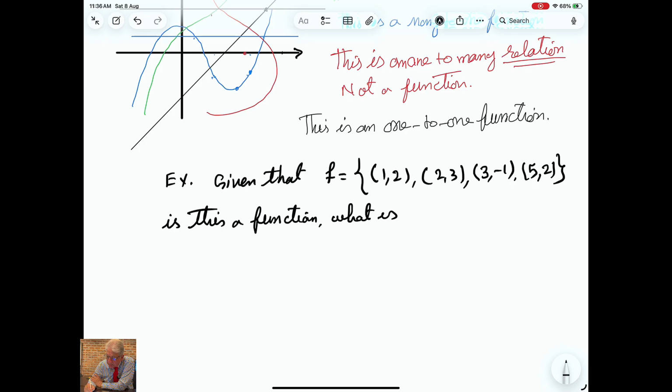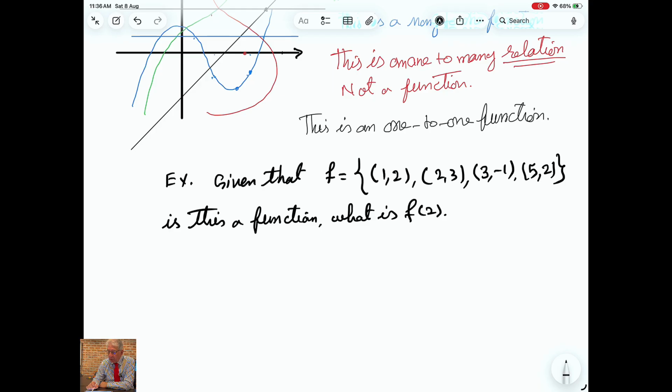What is f of 2? Now, as I told you, we are always considering that the first coordinate is the x value. That means the function acts on the first coordinate, and the second coordinate is the answer of that. Therefore, when f acts on 1, you are going to get 2.